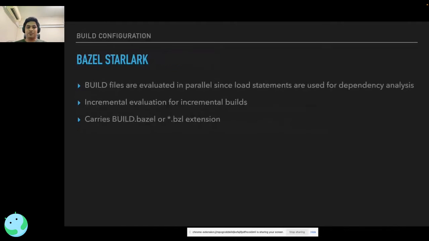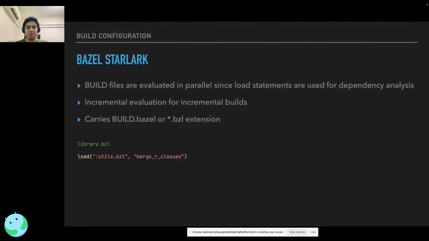But Bazel goes one step ahead in that as well. First, all the build files are evaluated in parallel. That means when you have 1,000 files, Bazel tries to map the dependencies between them and evaluates them in parallel, and it also does incremental evaluation. So you have 1,000 modules, you make a change in one single module, we update a dependency. The next time Bazel runs, it is only going to evaluate that specific module for compilation. Now it carries BUILD.bazel and Bazel extensions, which we'll discuss in more detail.